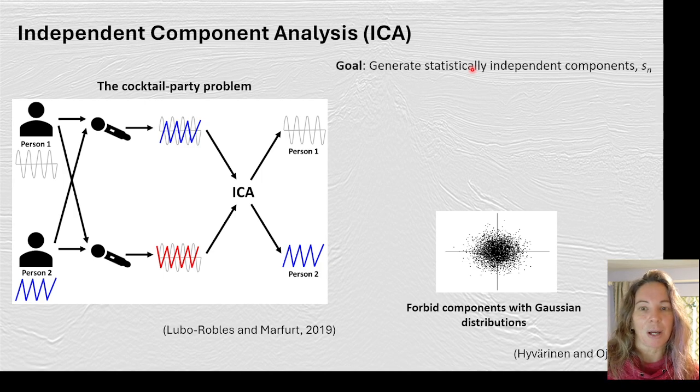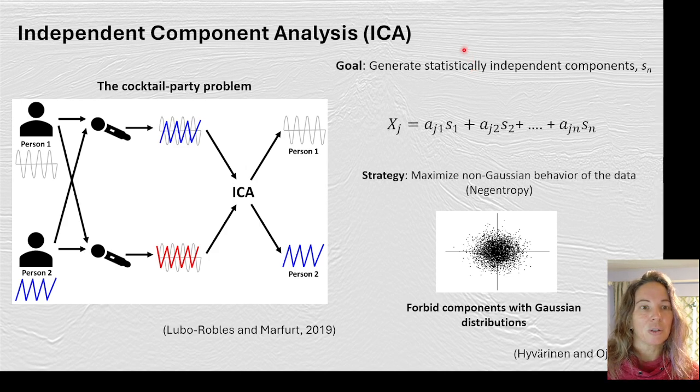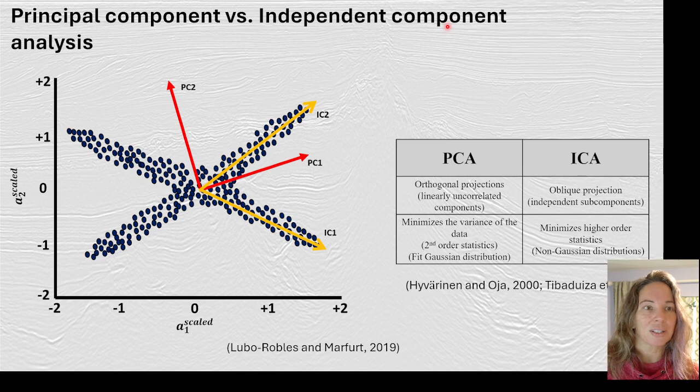So separate those components out that have different signal components to them. And this is done by maximizing the non-Gaussian behavior of the data. So to do this, you need to generate statistically independent components. And also, it doesn't work well if you have a Gaussian distribution. But it works really great in seismic data.